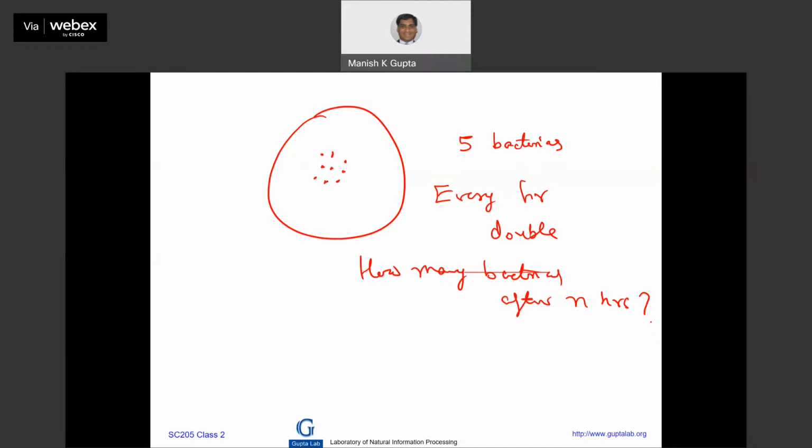Okay, in this petri dish there is a certain number of bacteria, initially 5 bacteria. Of course I've drawn some more, but that's okay. Every hour they double. So after n hours, how many bacteria? If I have to calculate this, suppose after n hours I have a_n bacteria. a_n is this number.